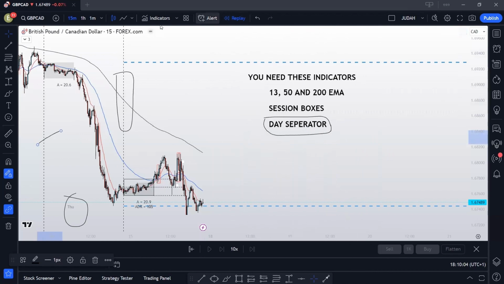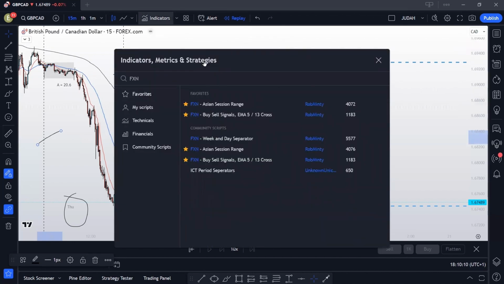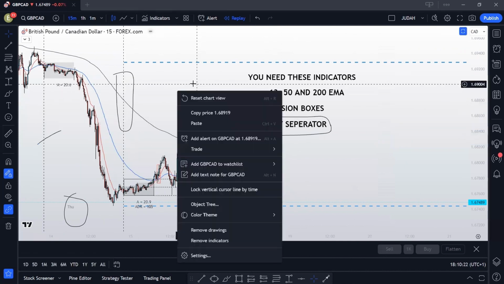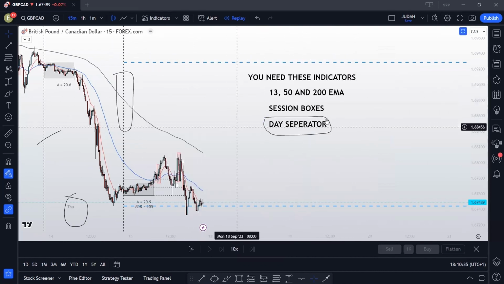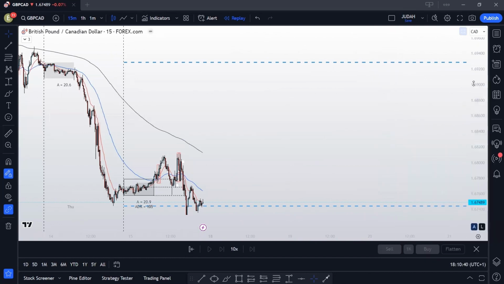For the session boxes, you can use any session box you want, but I personally use the one by FXN. The name is FXN Asian Session Range. This plots out my Asian session box, the London session, and the New York session. And if you want to add these vertical lines, the day separator, simply right click on your mouse, go to settings on TradingView, go to events, and then click on session breaks. You can see if I turn it off, it goes off. If I turn it back on, it goes on. So you're going to need these three indicators. Once you've added them to your charts, let's get into the good stuff.